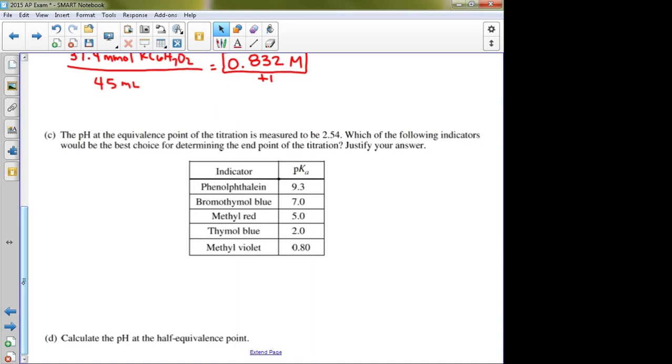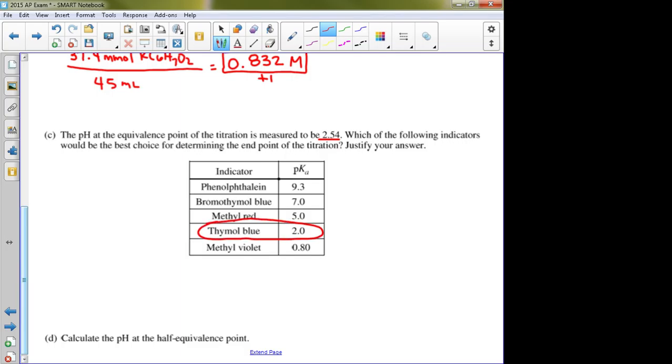C. The pH at the equivalence point of the titration is measured to be 2.54. Which of the following indicators would be the best choice for determining the end point of the titration? Justify your answer. Which one do we think we're going to choose? We're going to choose Thymol Blue.